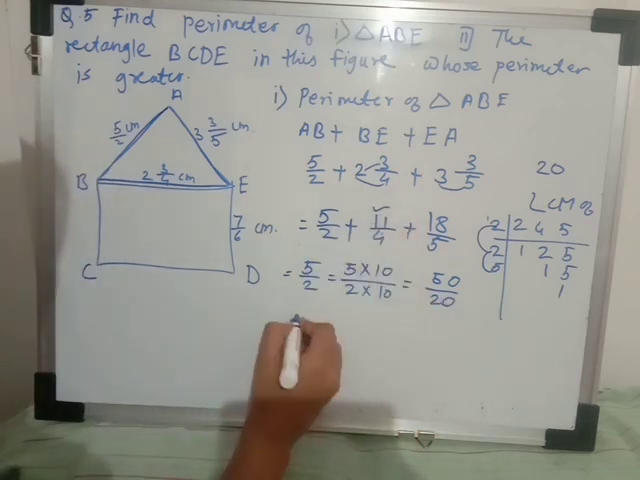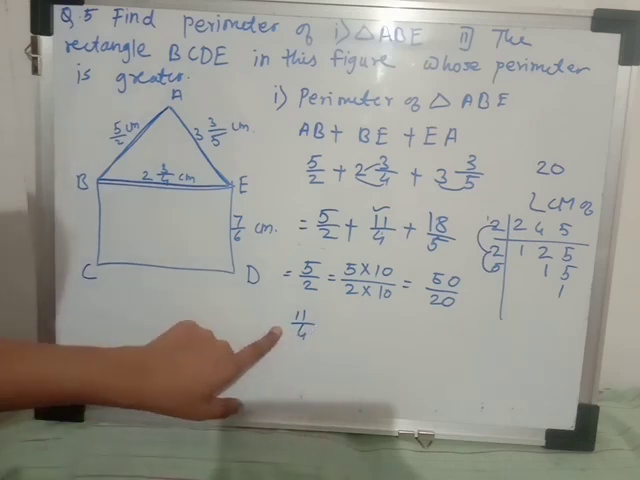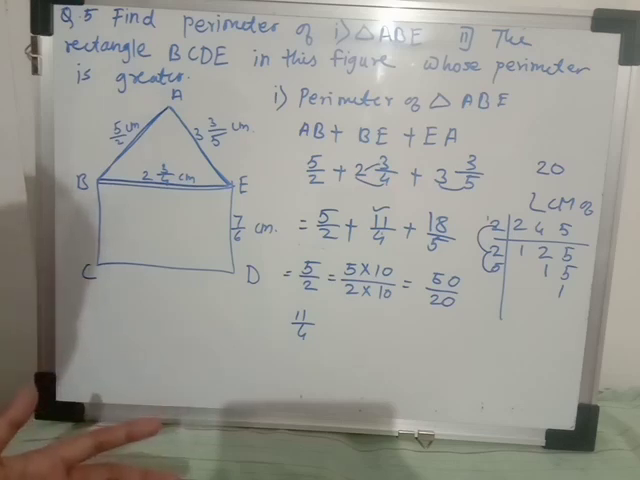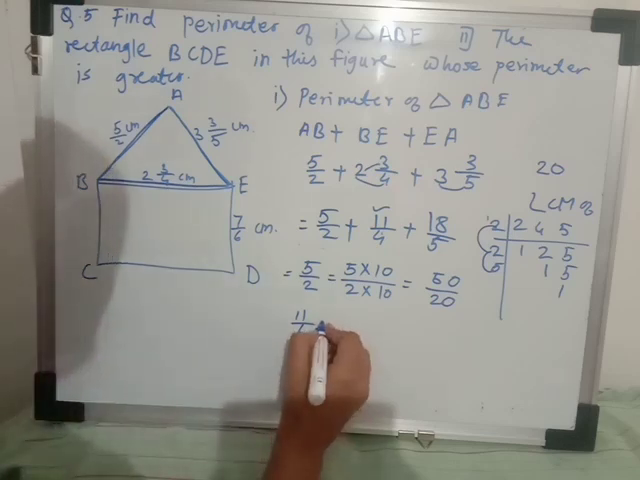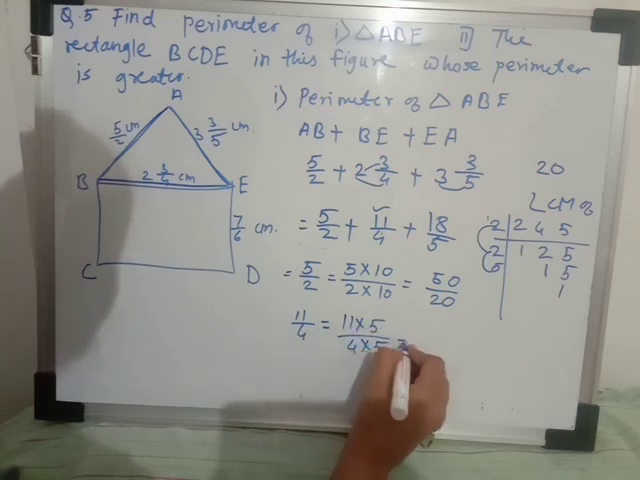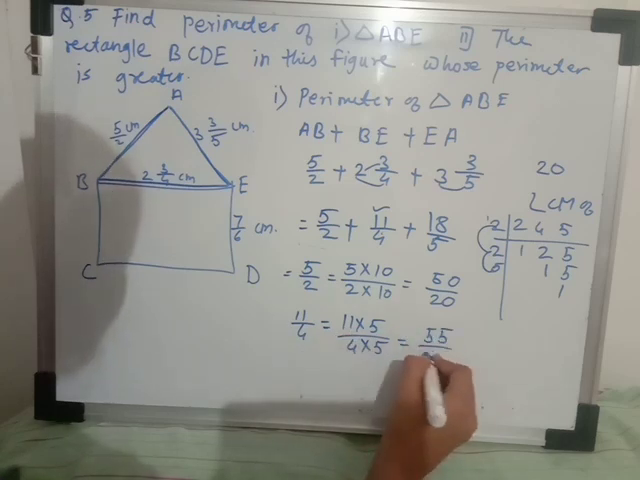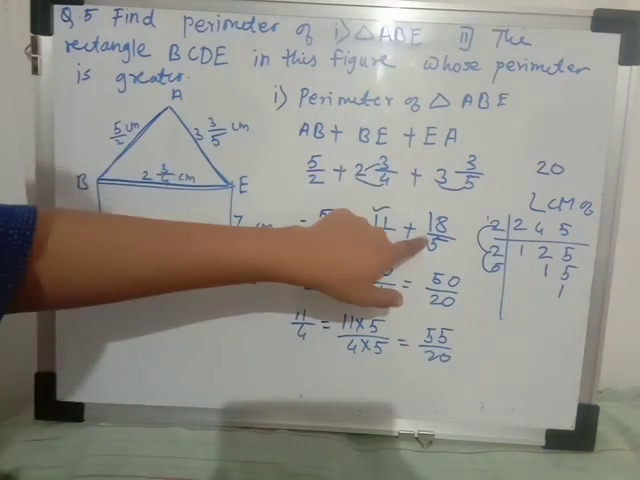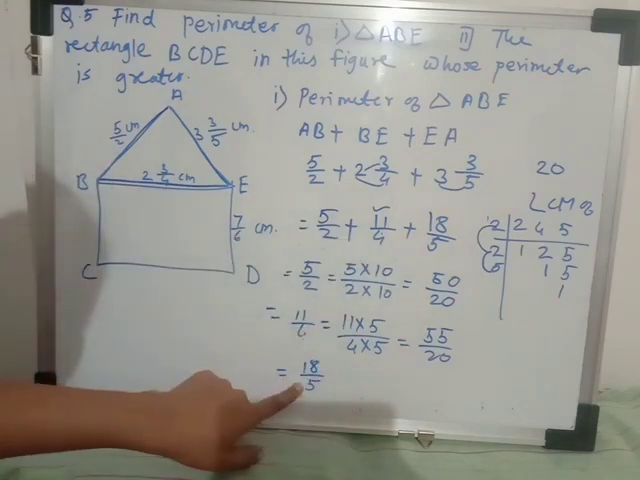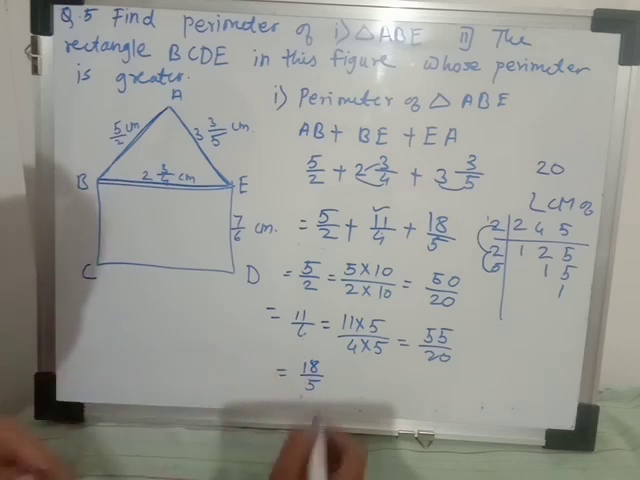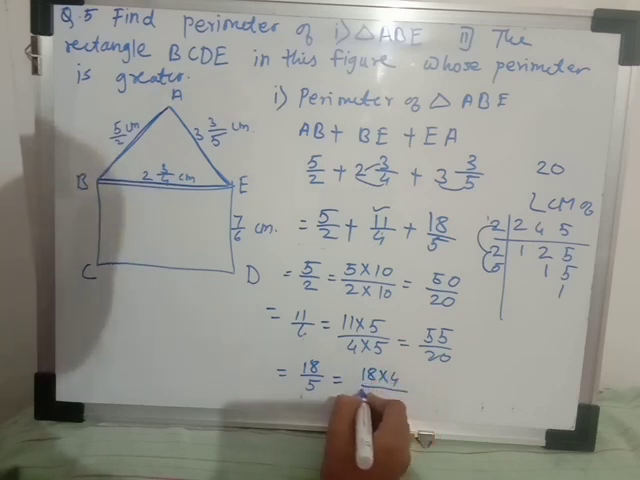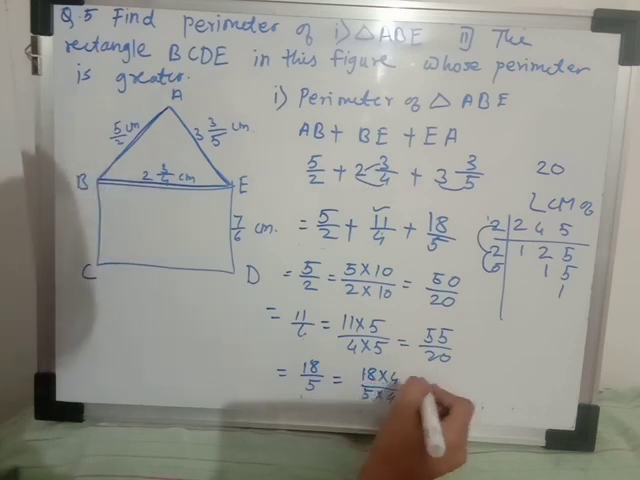The second fraction is 11 by 4. Which number do I multiply with 4 to get 20? In the table of 4, which number gives us 20? That is 5 only. 11 multiplied by 5, 4 multiplied by 5: 11 5s are 55, 4 5s are 20. Now the next fraction is 18 upon 5. Again, which number do I multiply with 5 to get 20? That is 4 only, because 5 4s are 20. 18 multiplied by 4 and 5 multiplied by 4: 18 4s are 72.